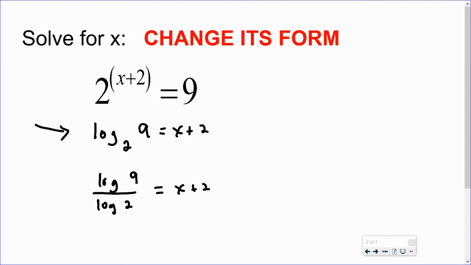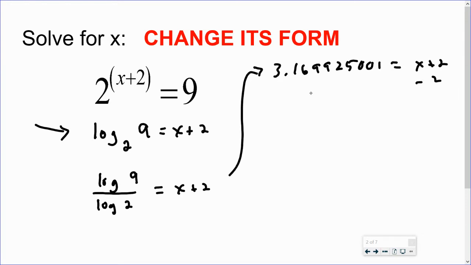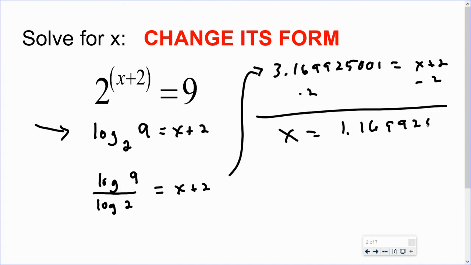So if I take out my calculator and I go log 9 divided by log 2, I'm going to get 3.169925001 is equal to x plus 2. Subtract 2 from both sides. So x is equal to 1.169925001, which is 1.17.